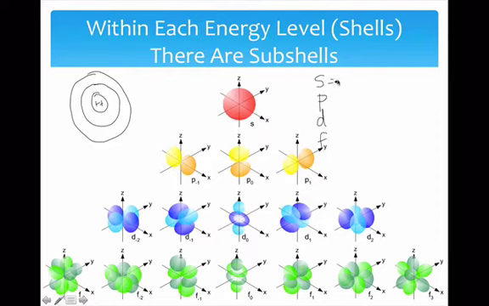And the S can hold up to 2 electrons, the P can hold up to 6, and the D can hold up to 10, and the F can hold up to 14. So if we look at these pictures, we can fit 2 electrons within this S orbital, and that's where the 2 come in. This can hold up to 6, so we would have an electron, an electron, an electron, an electron, an electron, and an electron.